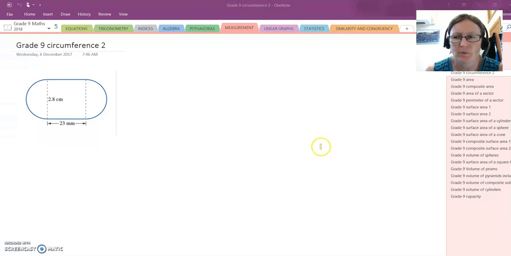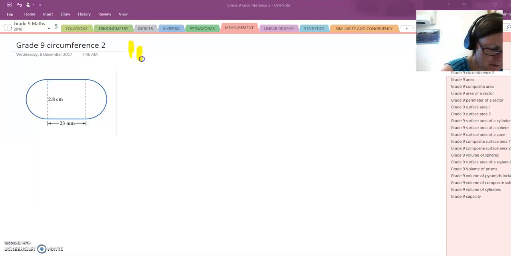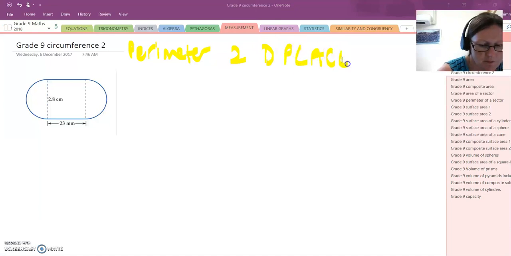Okay, let's look at a second problem involving the use of circumference. This question asks us to find the perimeter of the shape to 2 decimal places. So we're asked to find the perimeter to 2 decimal places. So the perimeter is the distance around the outside.